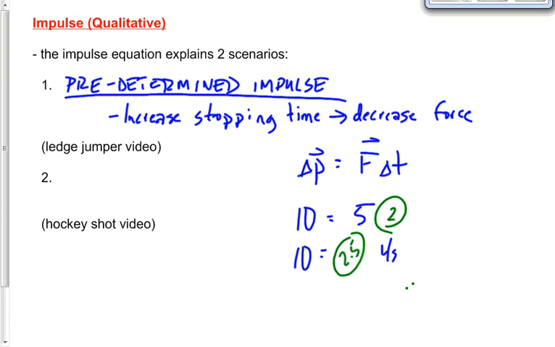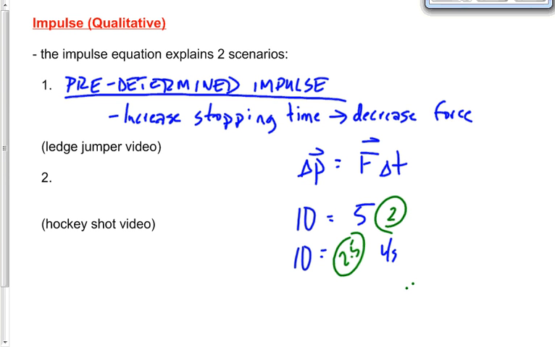We just watched the Cirque du Soleil video of the guys jumping on this mat and the guys jumping on each other's shoulders. We saw that when they jumped on each other's shoulders, they bent their knees. That increased the stopping time, decreased the force. We saw that when they jumped on the mat, they actually held the mat in the air and then dropped it as the guy was hitting it. Increase the stopping time, decrease the force. When we have an impulse that's already determined, we increase the stopping time, we decrease the force.